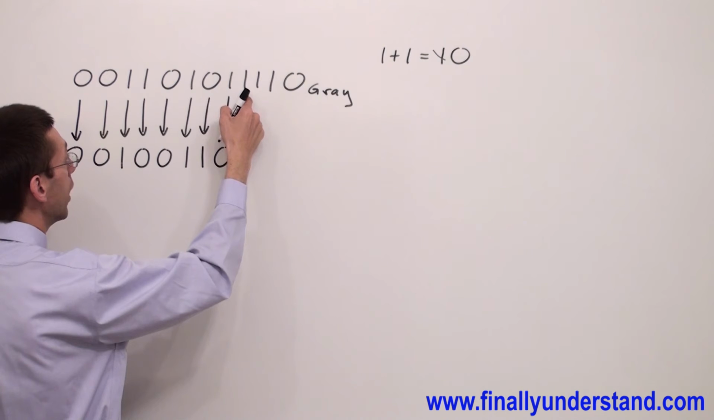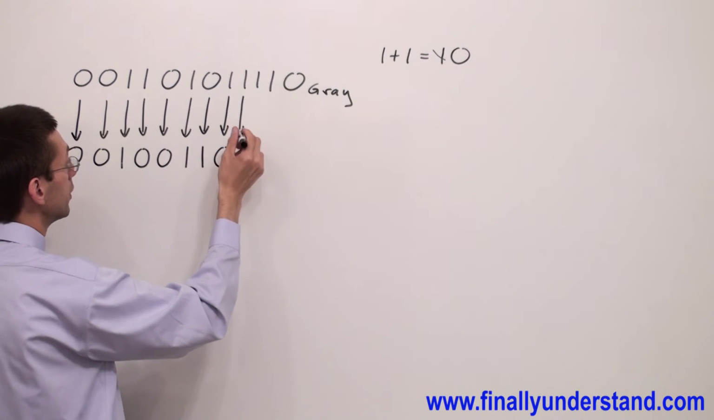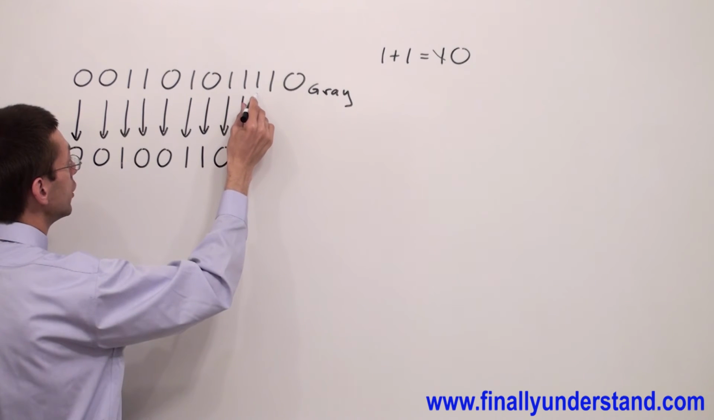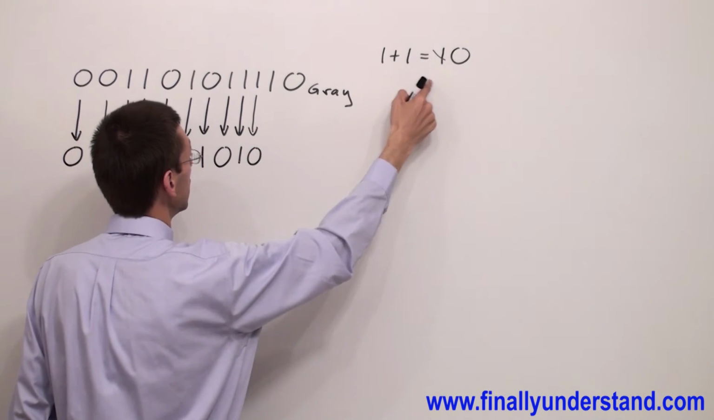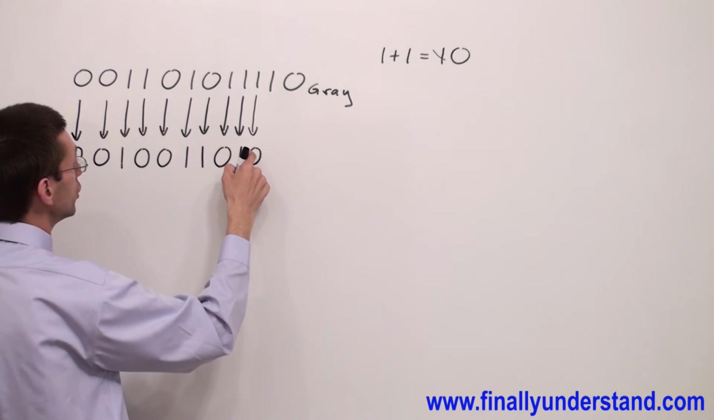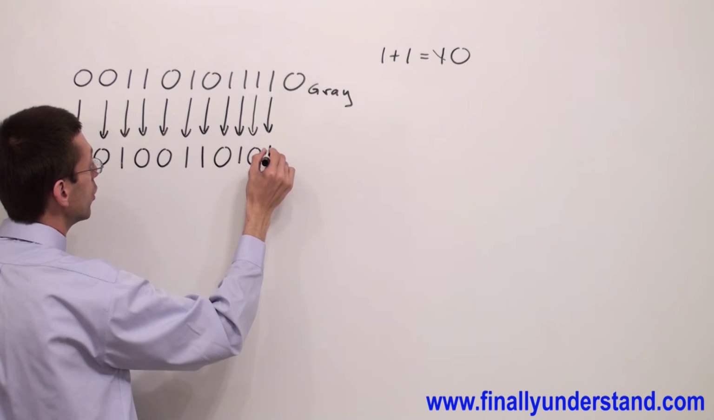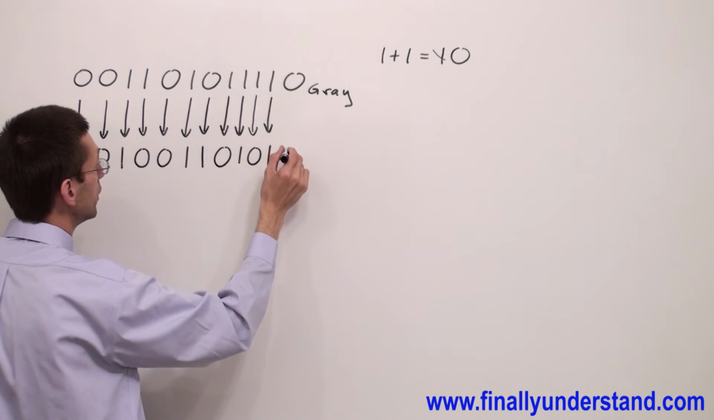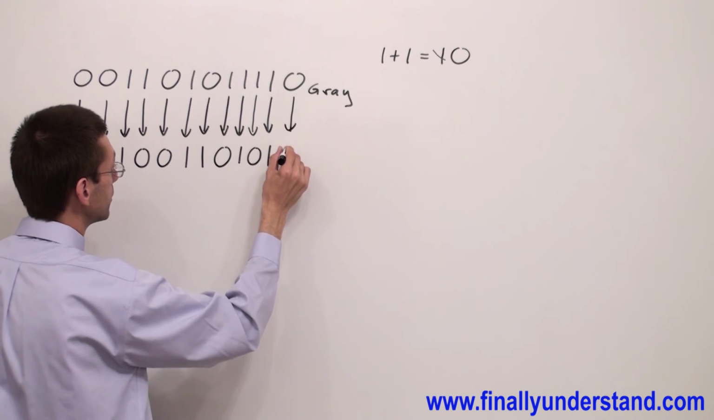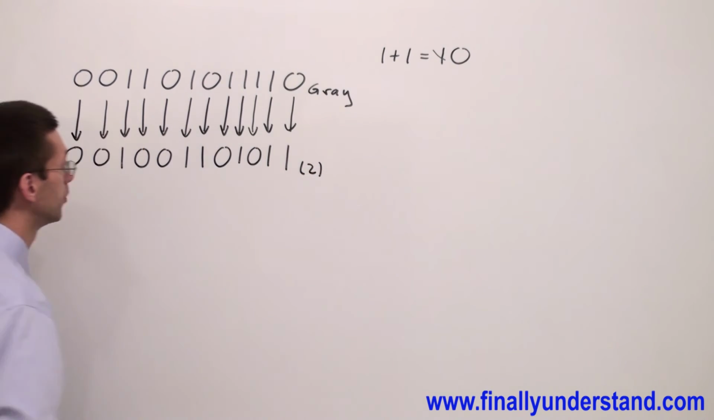0 plus 1, I'm supposed to write 1 because it's 1. 1 plus 1 is 2. I'm supposed to write only 0. I'm supposed to discard 1 like I explained over here. And I have 0 plus 1 gives me 1. 1 plus 0 gives me 1. And this is my binary number.